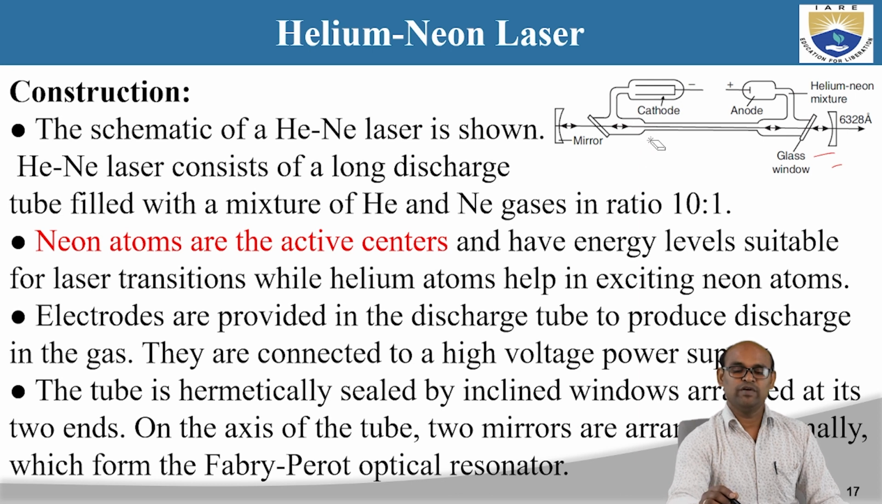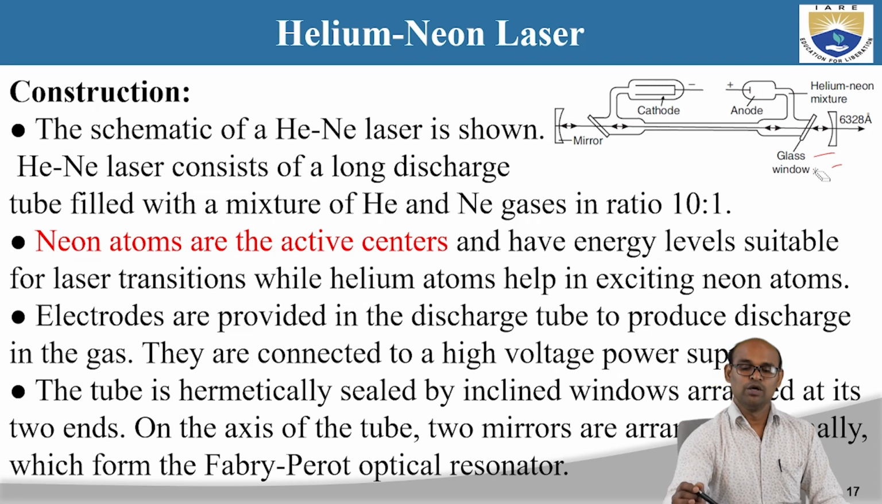Once we fill these helium neon gases in the long narrow glass tube, we connect this glass tube to electrodes so that we can produce the electric discharge in the gas. We need to produce the electric discharge because we are using it as a pumping agent. To avoid the leakage of these helium neon gases, the two ends of this narrow glass tube are tightly sealed by glass windows, right?